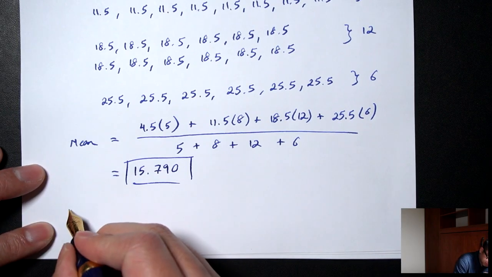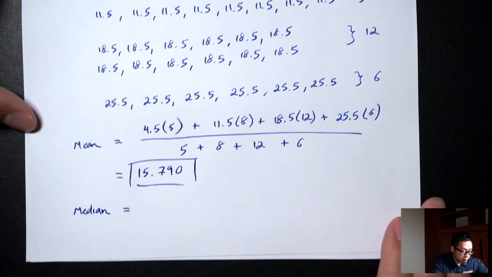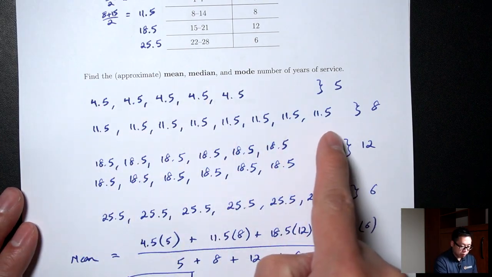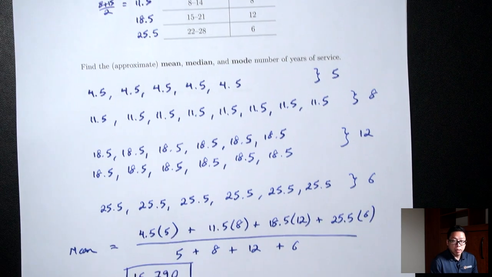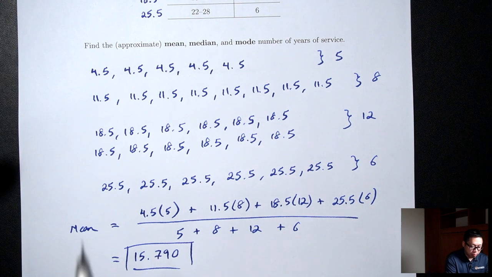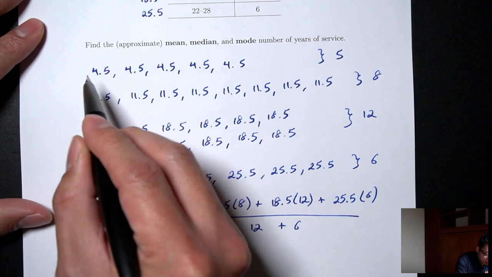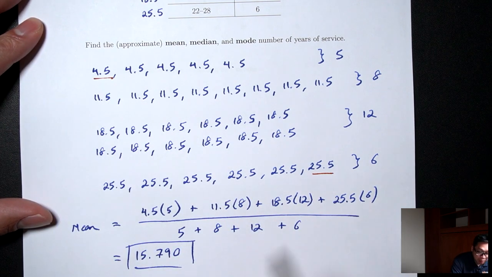The median. Okay, put your data values in order. It's already in order, right? 4.5s, 11.5s, 18.5s, 25.5s. And then we want to find the middle number. Either the middle number, right smack in the middle, if it's a single number, or take the two numbers in the middle and average those. And I'm gonna do this kind of the long way by just going from the front and from the back and kind of work my way to the middle. Now, later on, we'll talk about a formula that will get you directly to the middle, but for now, just go from the front and the back, okay? One in front, one from the back.